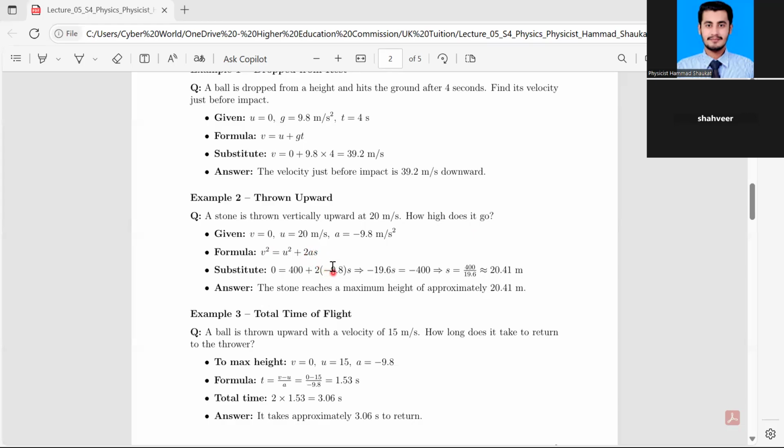And what is the value of g here? Negative 9.8. But can you tell me, is it positive or negative? Negative. Why negative?